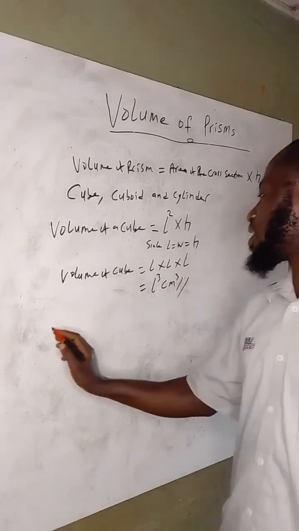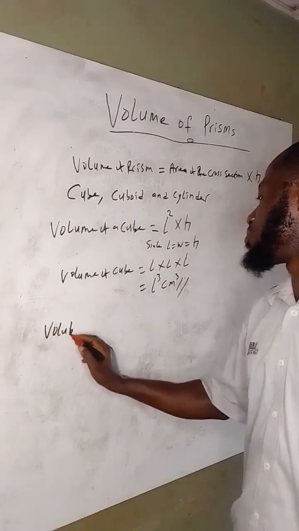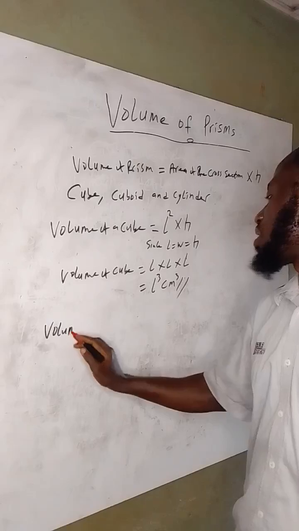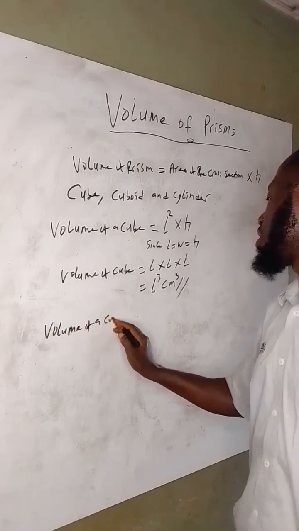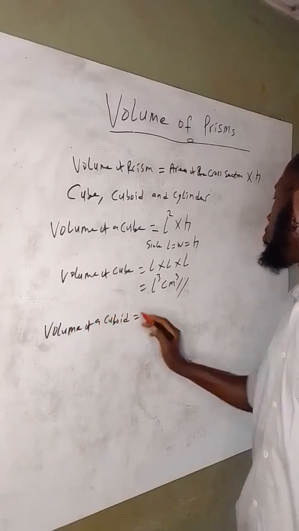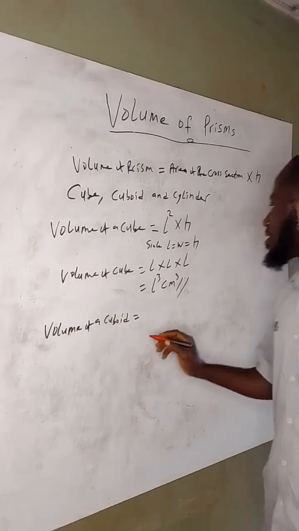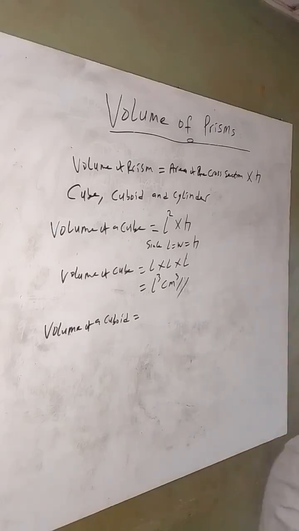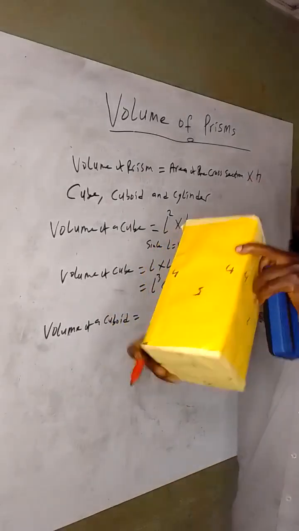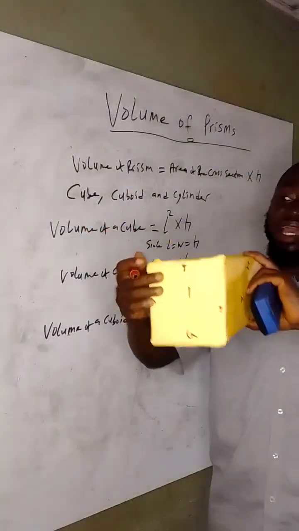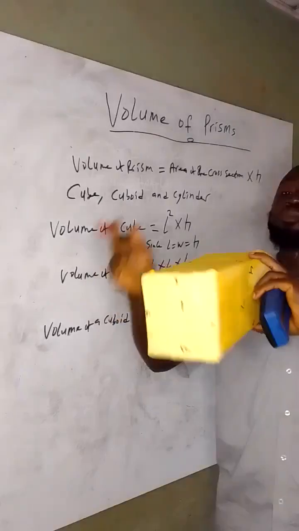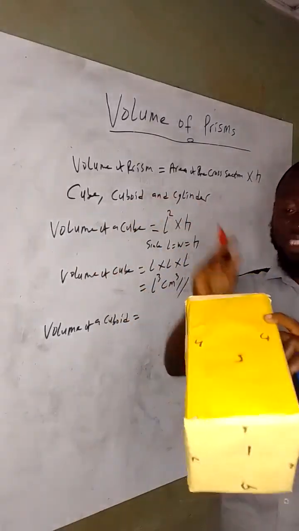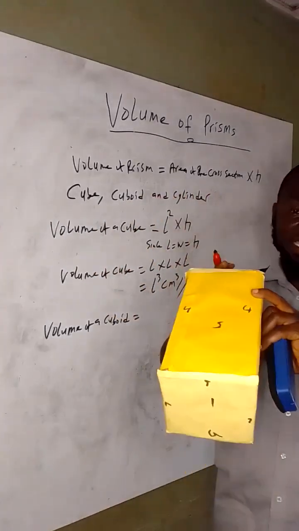But the volume of a cuboid is the area of the cross section. We have a cuboid here too. You can see the cross section can be a square, it can also be a rectangle. But we make use of a rectangle because it's not always a square.